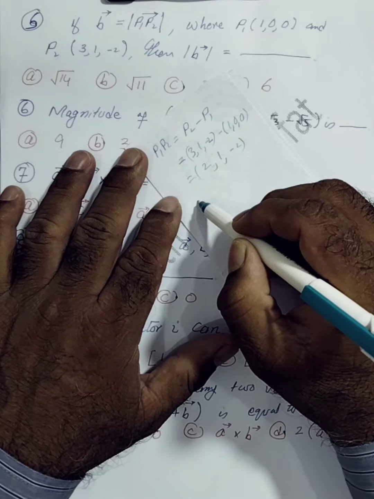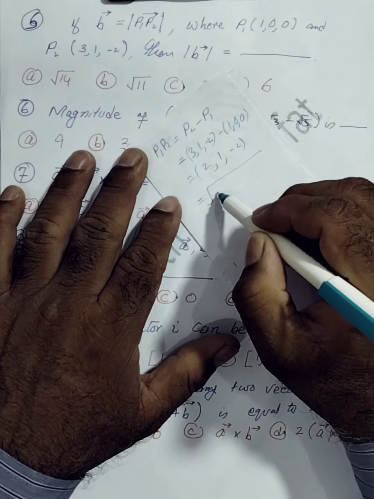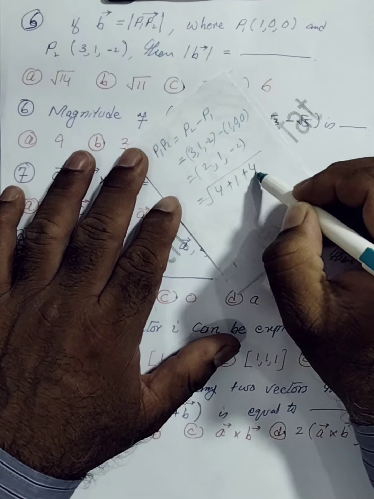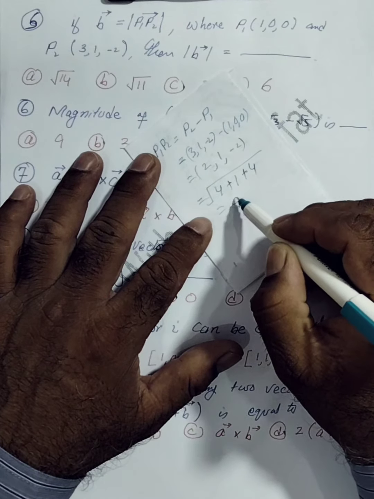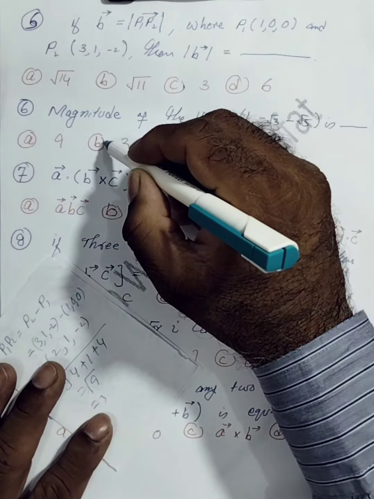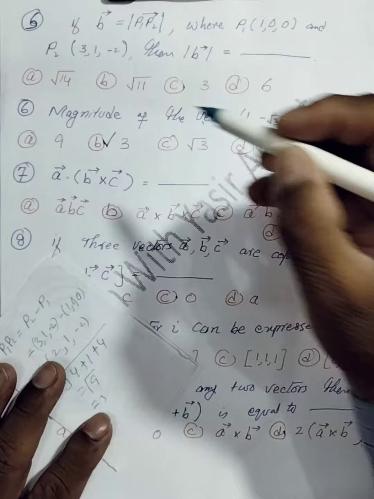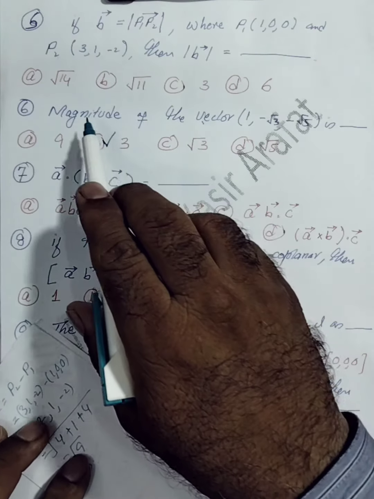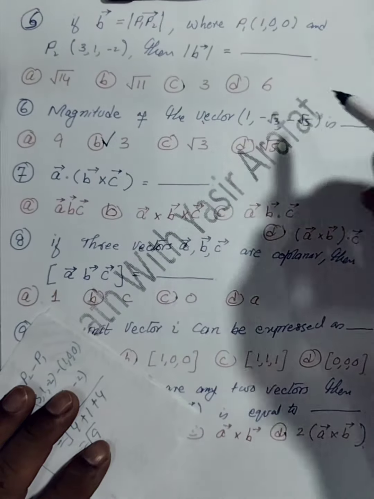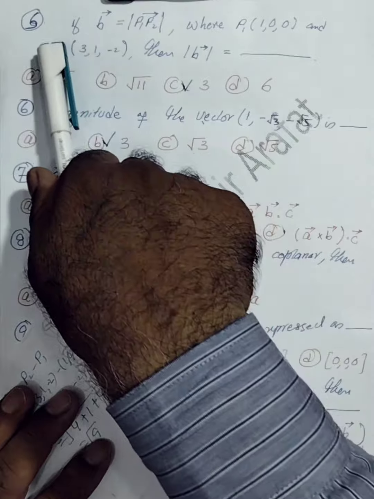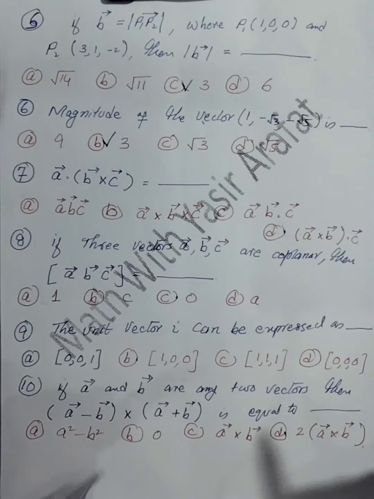Now we have to take out its modulus. 2 square means 4, 1 square means 1, minus 2 square means 4, and the result is radical 9, and radical 9 means 3. So option B for the fifth MCQ is correct. Here option C is correct for the fifth MCQ. We were talking about the fifth MCQ.